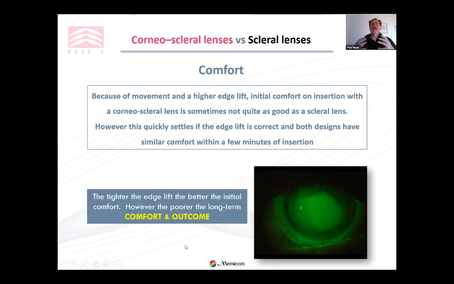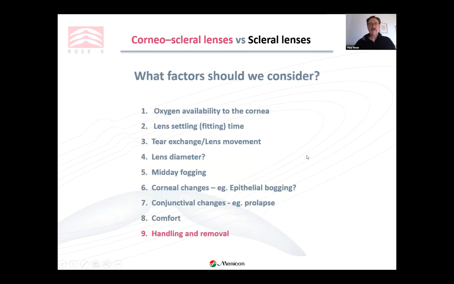So if you put a lens in and the patient says, that is fantastic, I can't feel it, I can just about guarantee you it will have a tight edge. With my design, with XL, there should be some sensation of edge when it first goes into the eye. But although initial comfort is good with a tight edge, the long-term outlook of comfort and outcome is not as good, and for the health of the cornea is not as good. So there's a balance between initial comfort, which may not be quite as good with a corneal scleral lens versus a scleral lens, and long-term outcomes.